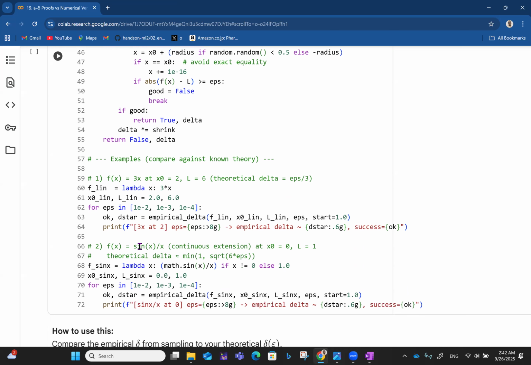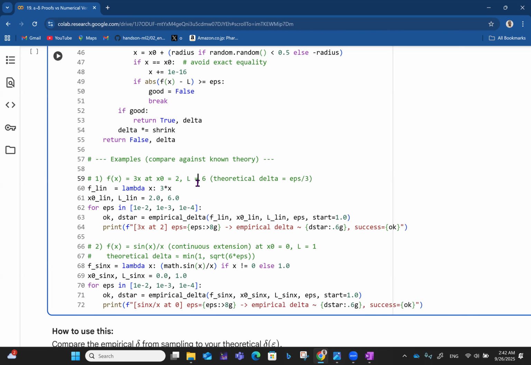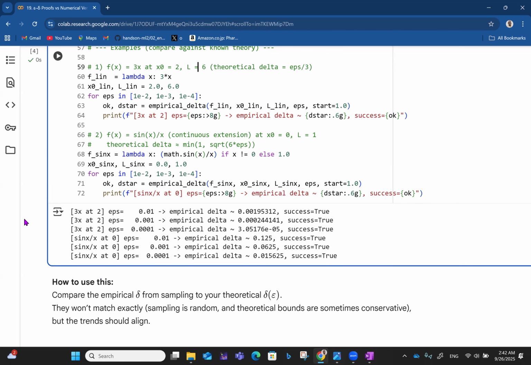And for this other one, now we have f of x equals sine x over x, continuous extension at x not equals 0. The limit here is 1. Of course, we also have theoretical delta, which is minimum between 1 and square root of 6 times epsilon. And we have f sine x. So we define sine x over x and all that. And we try that out and we see, yeah, so 3x at 2 for epsilon is 0.01. Everything is successful. Even for sine x over x at 0, for epsilon, taking all these values. So all the tests are successful.